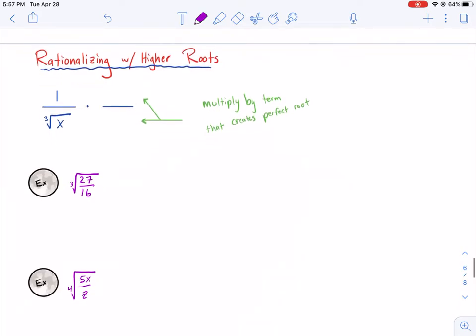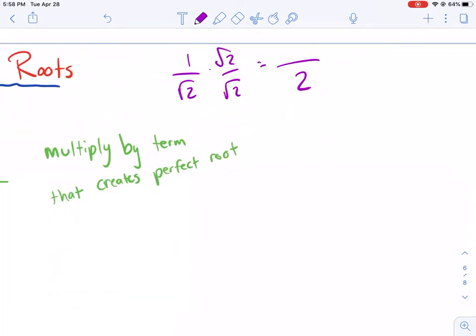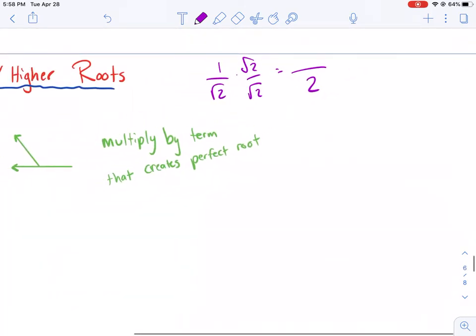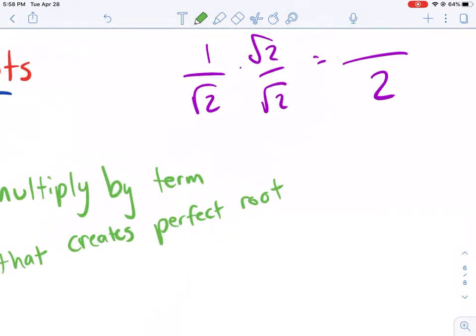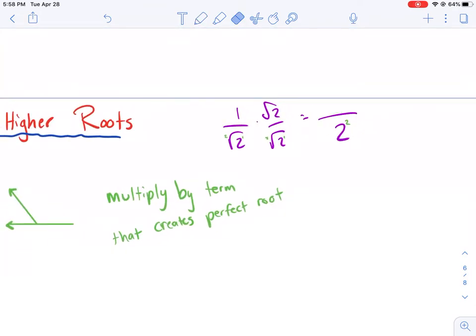It was easy with square roots because we could just multiply by the radical 2 over radical 2, and it would eliminate the radical in the bottom because a square root times itself twice. Keep in mind that there's an implied index of 2 here. So if we multiply 2 to the first times 2 to the first, we get the square root of 2 to the second, which undoes the square root. So we end up with 2, and that undoes the square root.